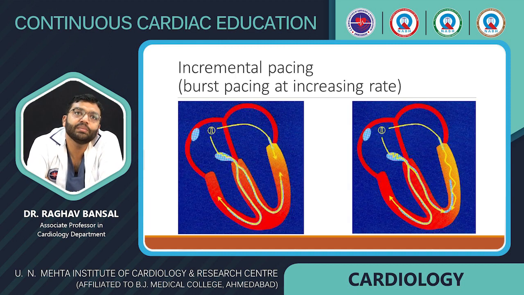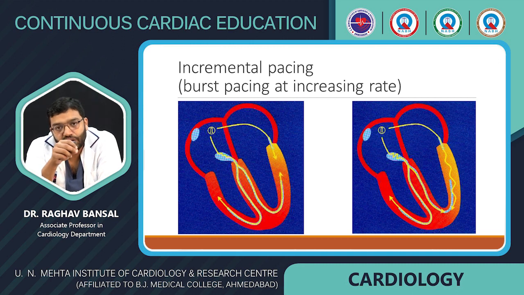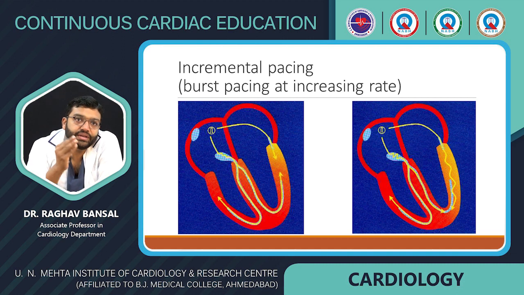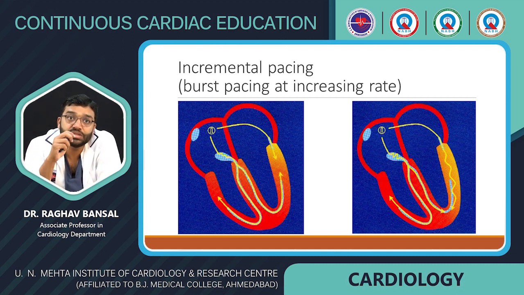So we have to do incremental pacing, which is burst pacing at increasing rate. So what is incremental pacing? We give a pacing cycle length of 400 milliseconds, then gradually shorten to 390, 380, 370 after every 2 to 3 beats. When this happens, if the conduction is happening only through the AV node, it will keep on decrementing. If the conduction is in the presence of an accessory pathway, what is happening?